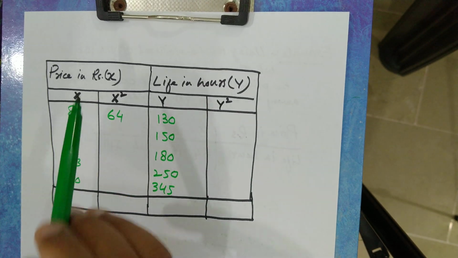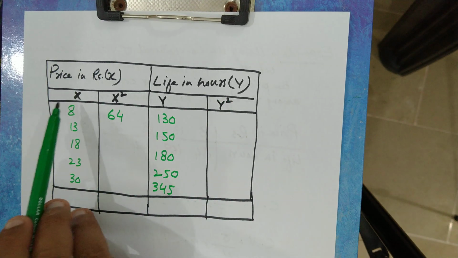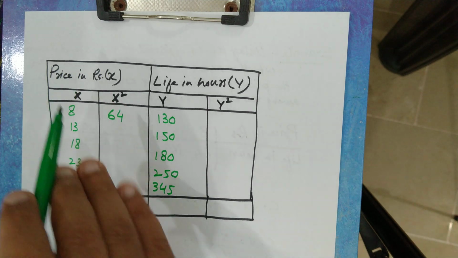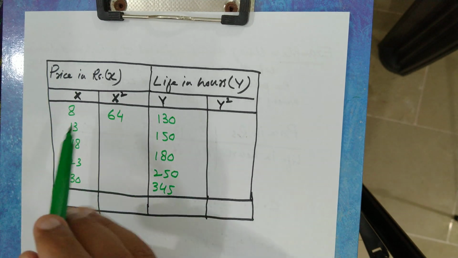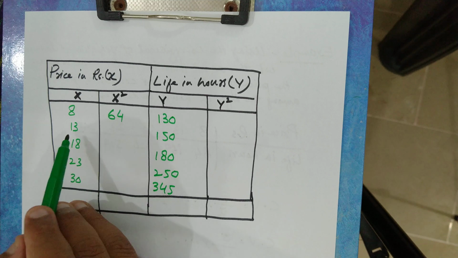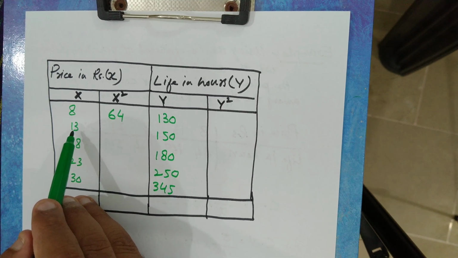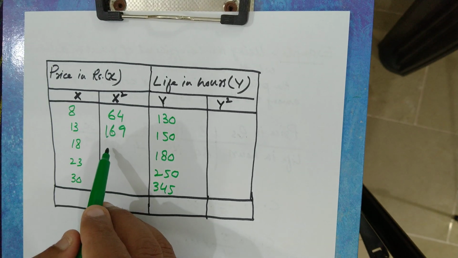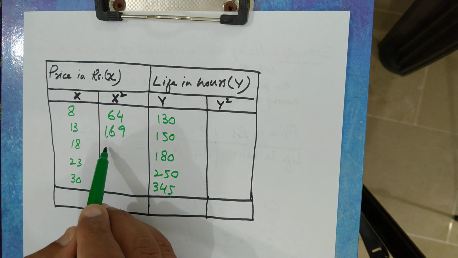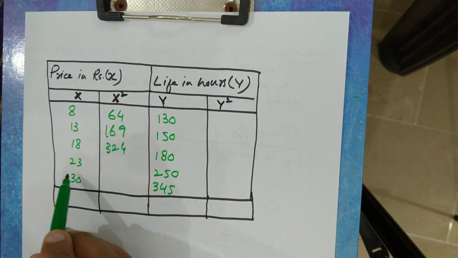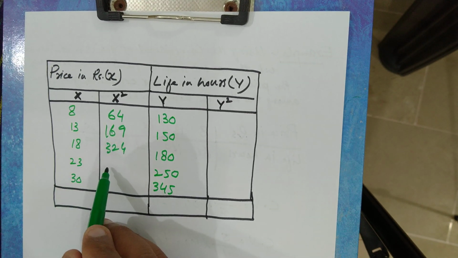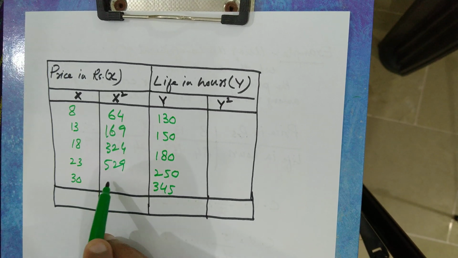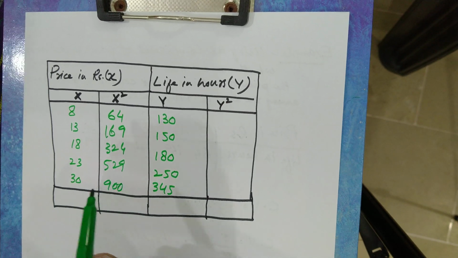This is our calculation table, price in rupees and life in hours. This is our x and this is our y; x and y are given. So we need two more columns, x square and y square. For x square: 8 squared is 64, 13 squared is 169, 18 squared is 324, 23 squared is 529, and 30 squared is 900.